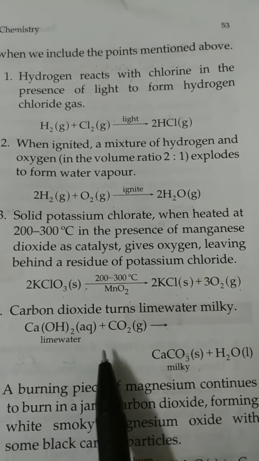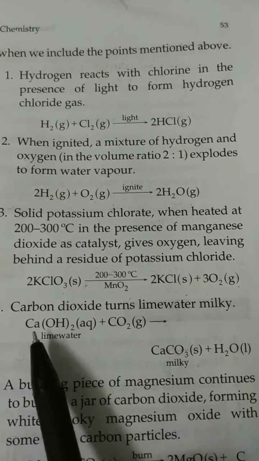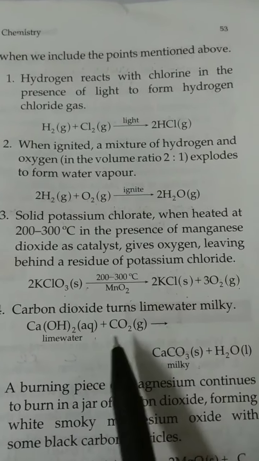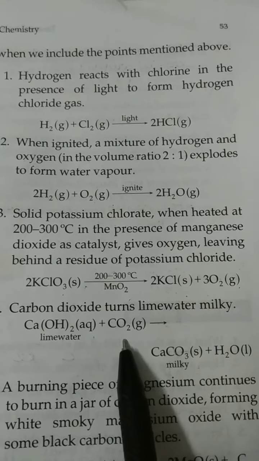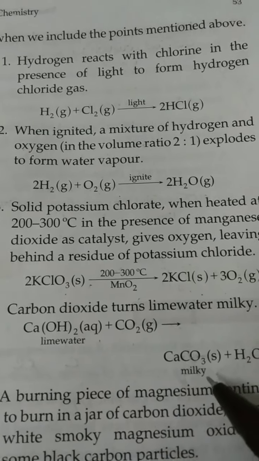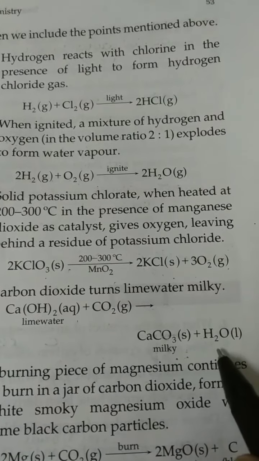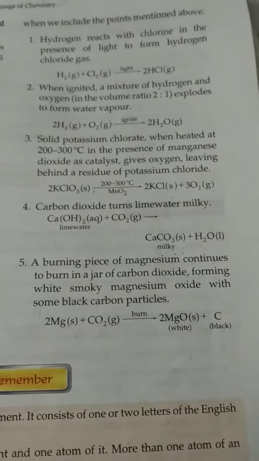Fourth, carbon dioxide turns lime water milky. Lime water formula is Ca(OH)2 in aqueous form. When it reacts with the gas carbon dioxide, it forms milky calcium carbonate in solid form and water in liquid form.